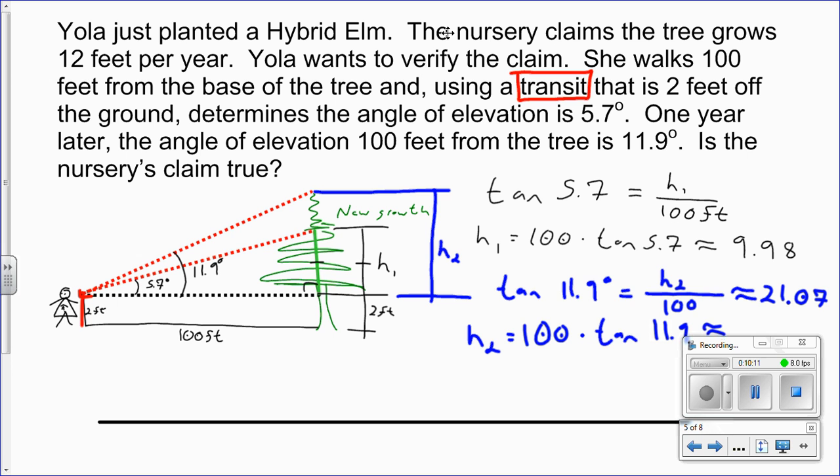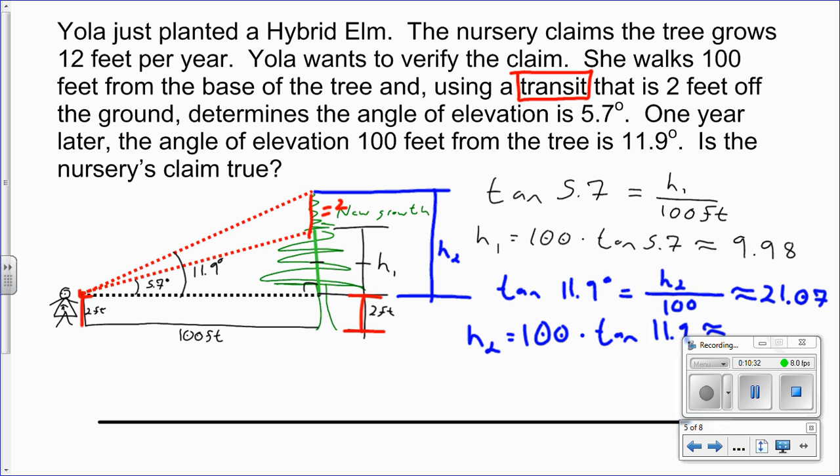So to find the conclusion, is the nursery's claim true? Did it grow 12 feet per year? Well, we don't really care about this 2 feet, so that's just kind of a distraction in there because we're just worried about this growth. Is this equal to 12?